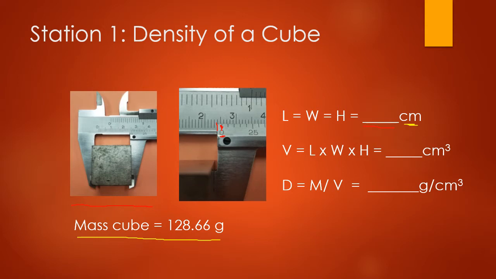Next, it asks you to calculate the volume of the cube. It gives you an equation where you take the length times the width times the height. So whatever you got for the measurement here, you're going to multiply that 3 times, or cube it, essentially. Whatever you get for your answer, make sure to use the units of centimeters cubed, since we took centimeters times centimeters times centimeters, and take into account your significant figures.